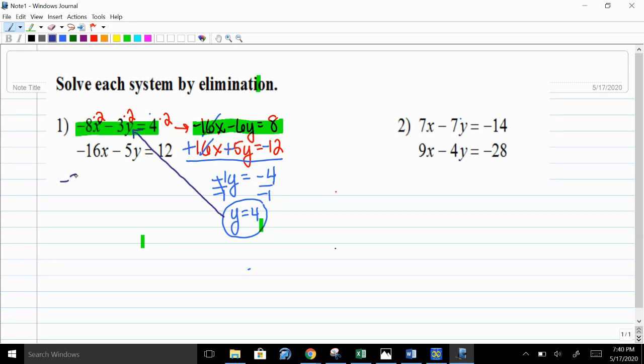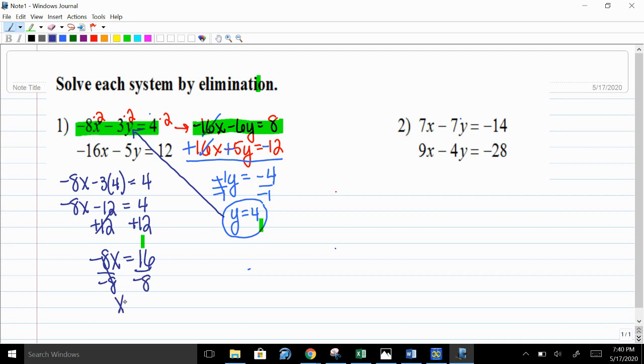So now it's negative 8x minus 3 times 4 is equal to 4. Negative 8x, 3 times 4, I got minus 12 is equal to 4. We add 12 to each side. You get negative 8x is equal to 16. Divide both sides by negative 8, and you get x is equal to negative 2. So your x is negative 2. We already have y is 4, so your final answer is negative 2, comma 4. Okay?